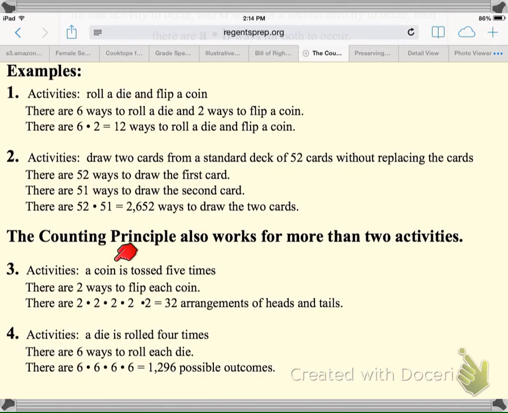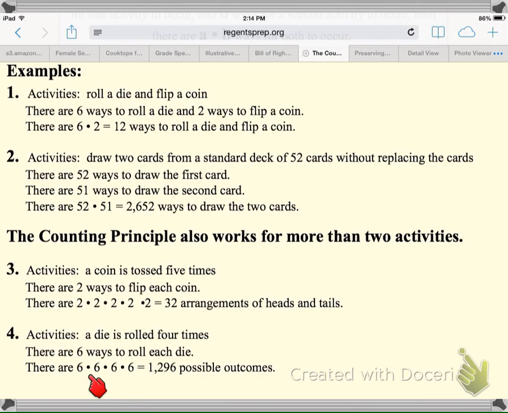What if a coin is tossed 5 times? Well, there are two ways to flip each coin. So even if it's the same coin, we're talking 5 different events going on there. There's going to be 2 times 2 times 2 times 2 times 2 equals 32 arrangements of heads and tails you could possibly get if you flip a coin 5 times. What if a die is rolled 4 times? Well, now there's 6 ways to roll each die.